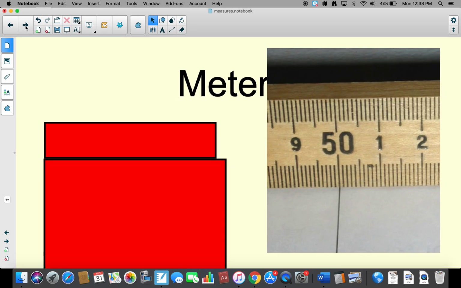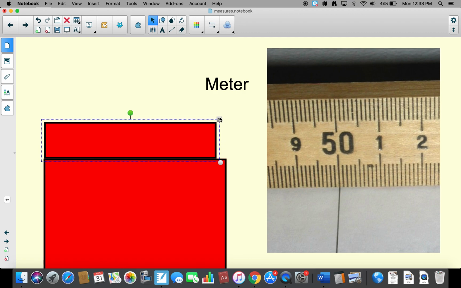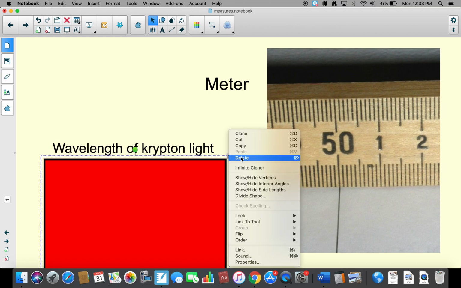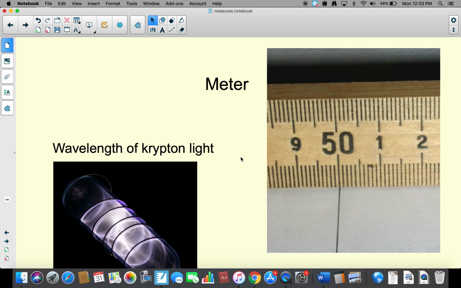Okay. First of all, meter. How do we identify a meter? Definition of a meter: a meter is the wavelength of krypton light. So we take krypton light, the length of that wave is exactly 1 meter in light. Now, unfortunately, the makers of Superman were not scientists, because krypton light is actually purple, not green.